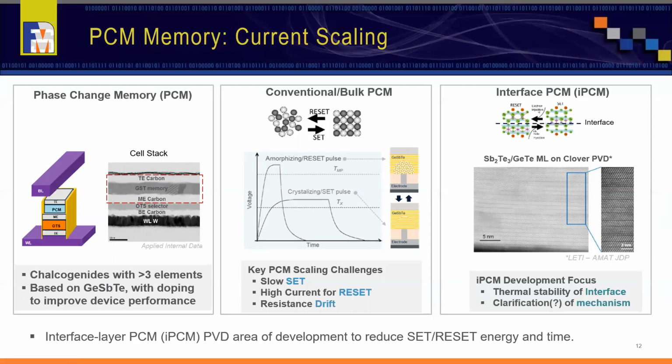To improve performance and symmetric nature, interface phase change memories are in development stage. Here, the transformation or phase change happens only at the interface. And because faster transformation happens at the interface, you can get significantly faster performance and lower currents. This is still in R&D stage, and we are optimizing Endura system to get the right interface structures.